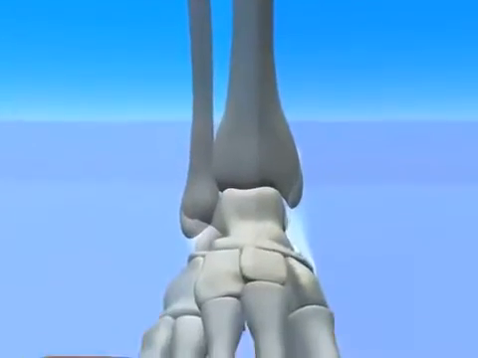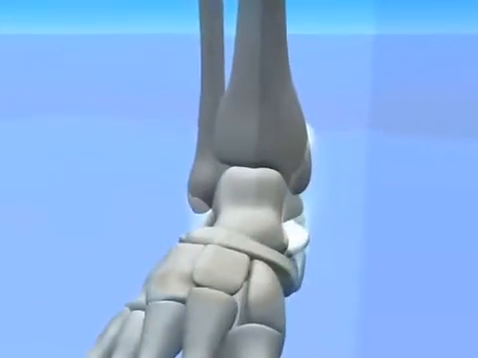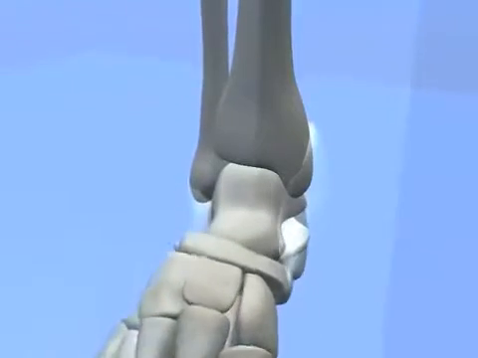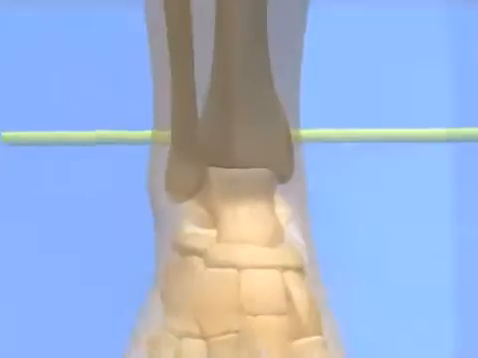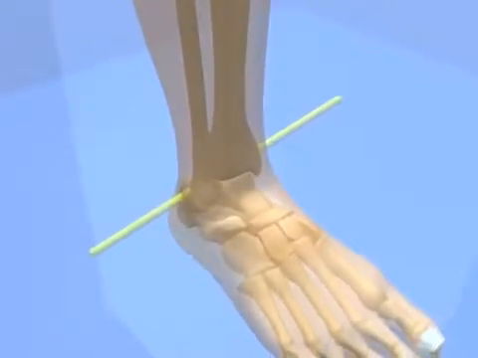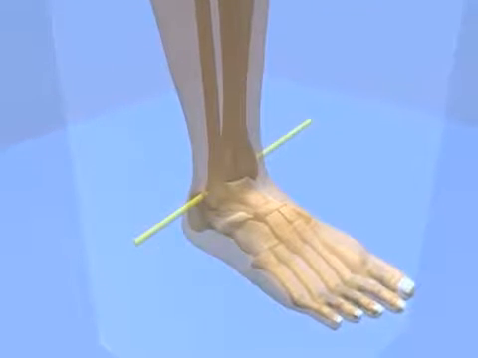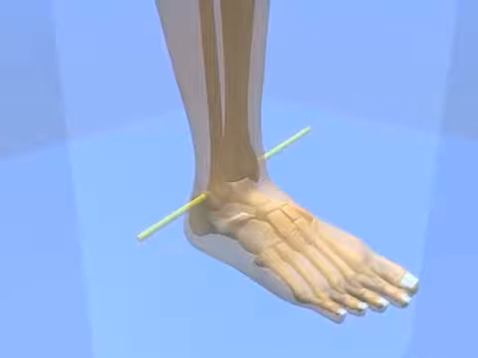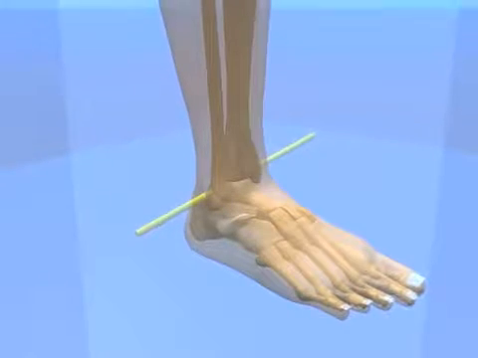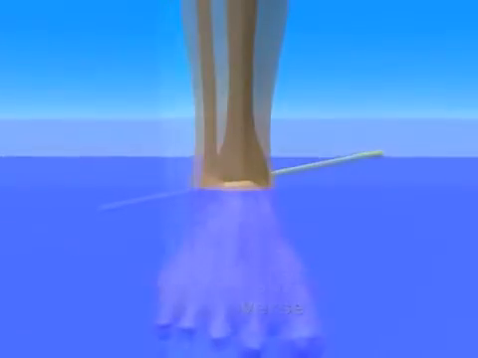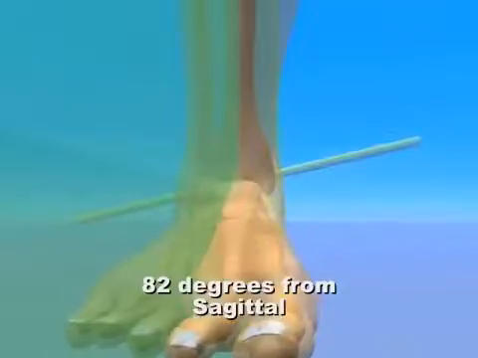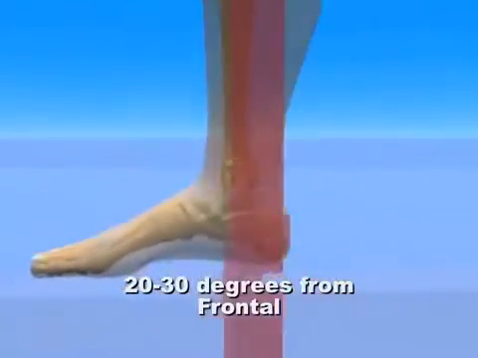The neutral orientation of the ankle joint axis is that of a pronatory and supinatory joint, which runs lateral, posterior, and plantar to medial, anterior, and dorsal. This arrangement corresponds to the deviation of the malleoli in the ankle mortise. The spatial orientation of this joint's axis in relation to the three cardinal body planes is 8 degrees from the transverse plane, 82 degrees from the sagittal plane, and 20 to 30 degrees from the frontal plane.